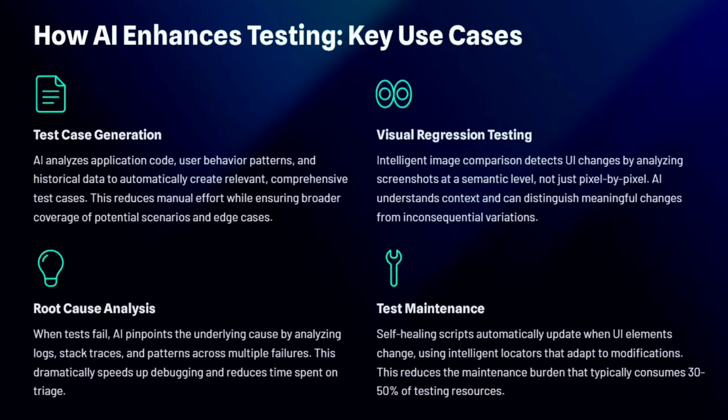And fourth is test maintenance. So self-healing automation code is very important. Through the implementation of AI, it will actually help us adapt to modifications, and it will reduce the maintenance burden for testing resources.